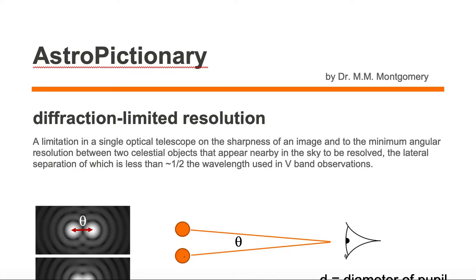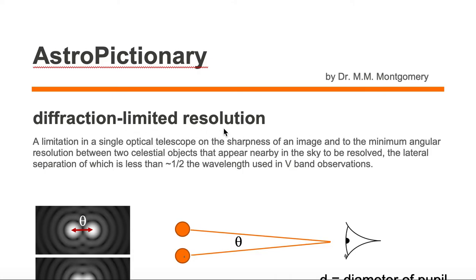In this video, we're going to go through diffraction limited resolution, a limitation in a single optical telescope on the sharpness of an image and to the minimum angular resolution between two celestial objects that appear nearby in the sky to be resolved, the lateral separation of which is less than about 1/2 the wavelength used in V-band observations. So we have a diffraction limited resolution.